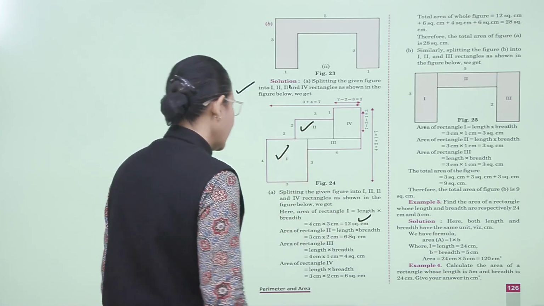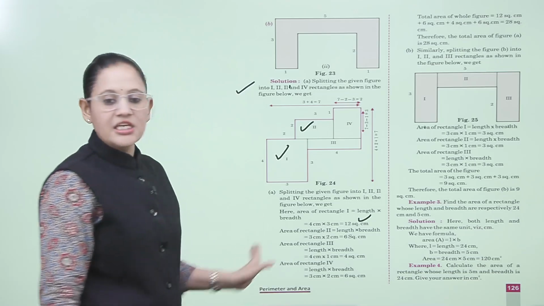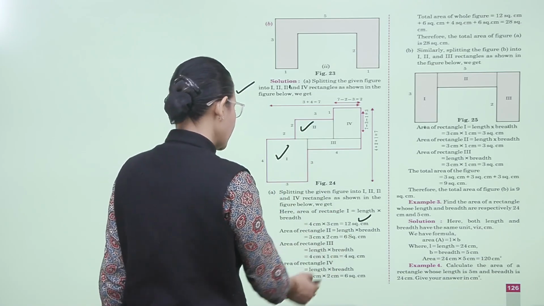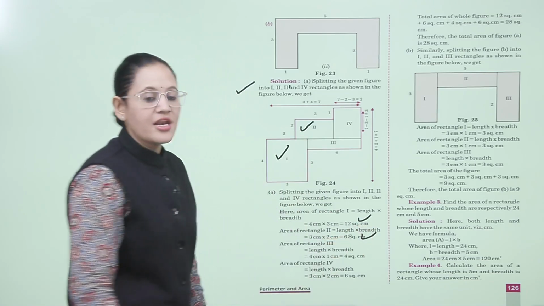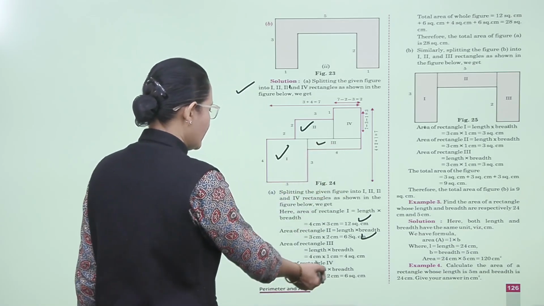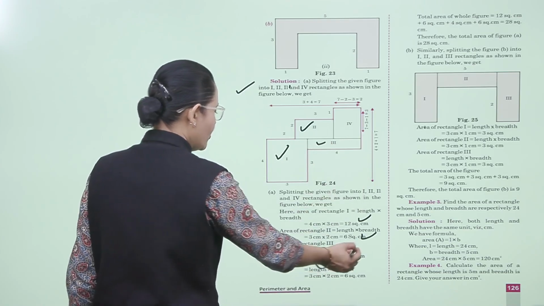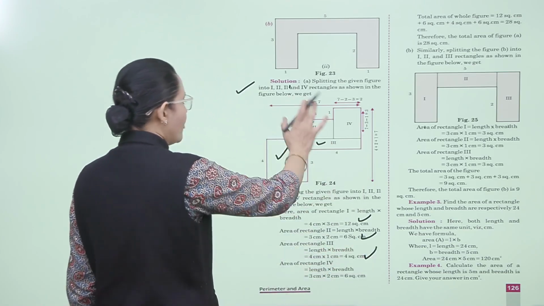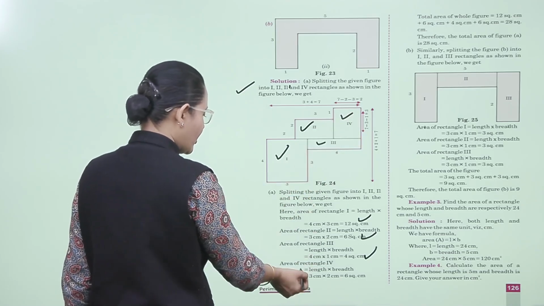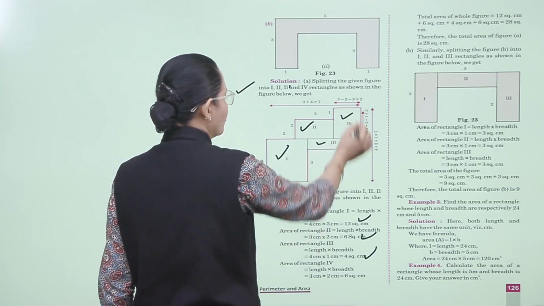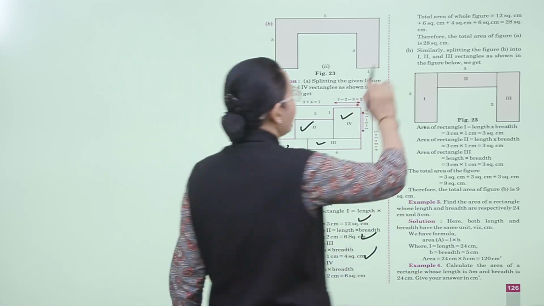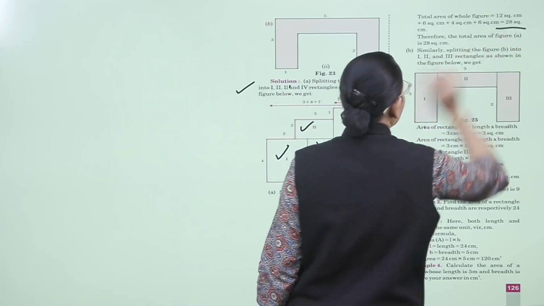For rectangle 2, 3 into 2, that is equal to 6 square centimeter. Now, for rectangle 3, the length is 4 and breadth is 1, so that is area 4 square centimeter. For rectangle 4, length into breadth, 3 into 2, that is equal to 6 square centimeter. Now, we will add them together, total area would be 28 square centimeter.